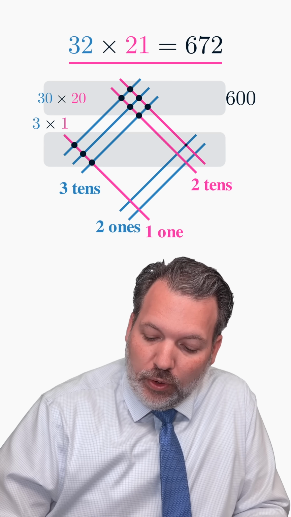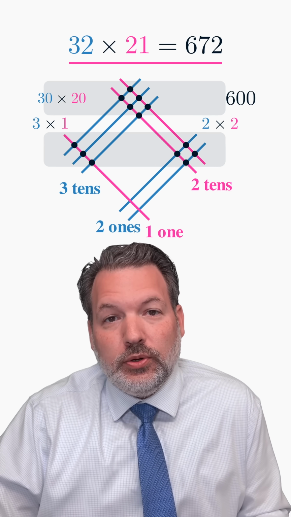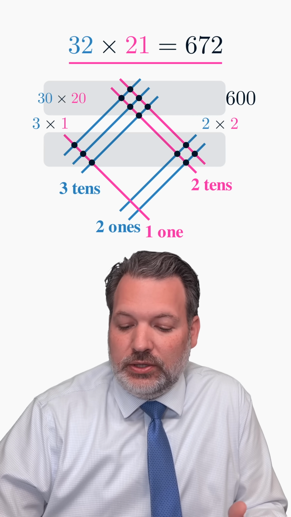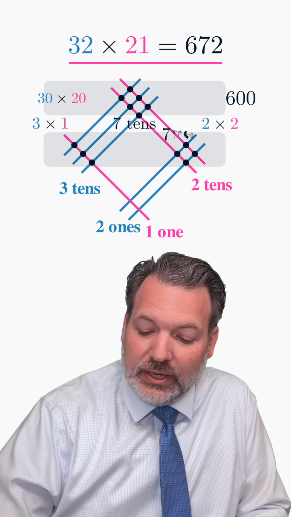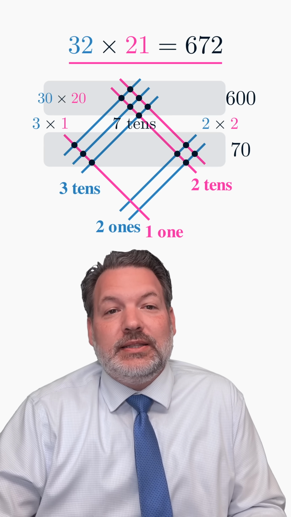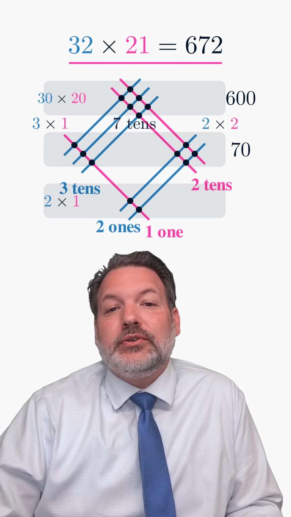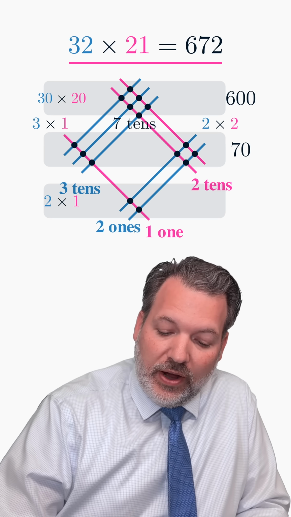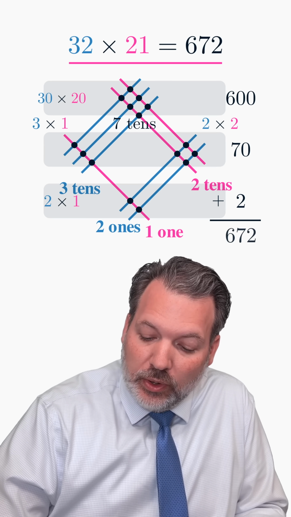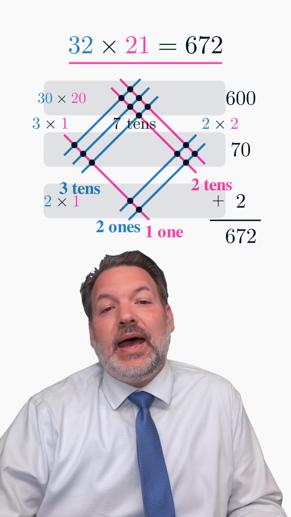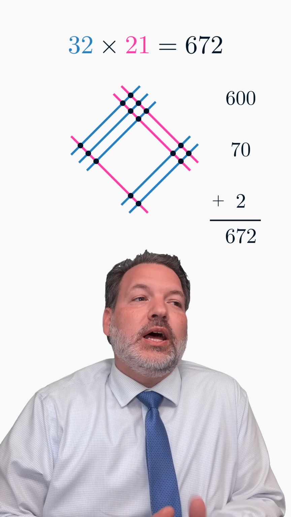And then these 4 more intersections over here on the right are coming from 2 times 2. The 2 blue lines representing the ones digit of 32 and the 2 pink lines representing the tens digit of 21. But when I gather those all together, that's just 7 different tens. That's the 70 that's part of our product. Finally, at the bottom, I have 2 different intersections, and this represents the product of our 2 ones times our 1 from the 32 and the 21. 2 times 1 is 2, and so that is 2 units that add together to make this total product of 672.